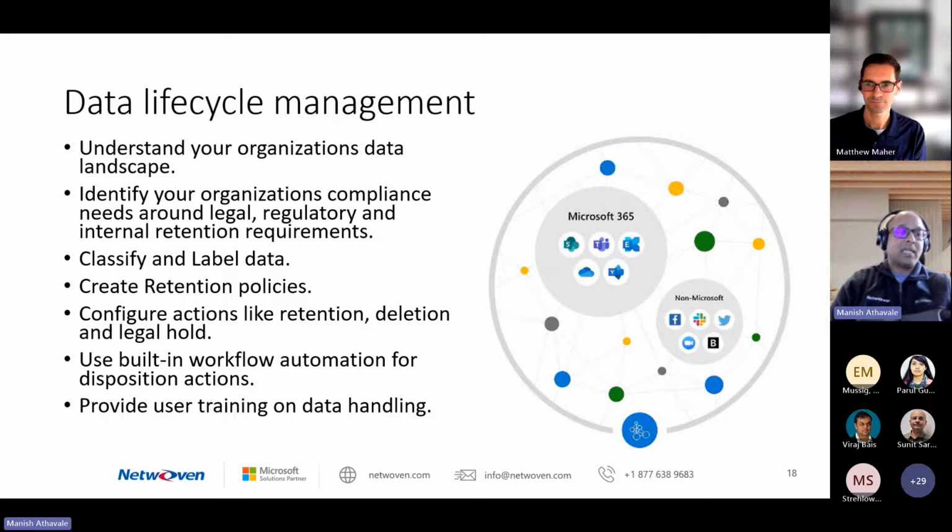So you start understanding the compliance rules, and then you start classifying and labeling data so that you have a good handle on what this data is, right? Is it financial data? Is it HR data? And based on that, you could have different retention policies. And then once you have retention policies, inside the retention policies, you can retain the data, or you can delete it, or you can put a legal hold against it. And there are different built-in workflows that you can use for the disposition. Ensure that you provide good user training on handling data. At the end of the day, without users handling the data correctly, none of this works well.